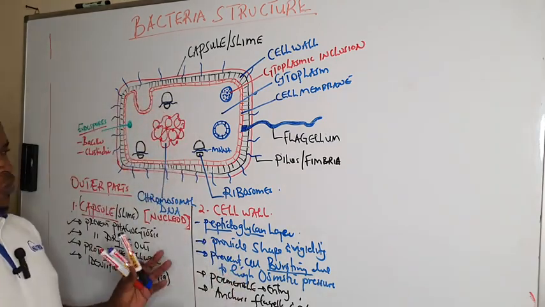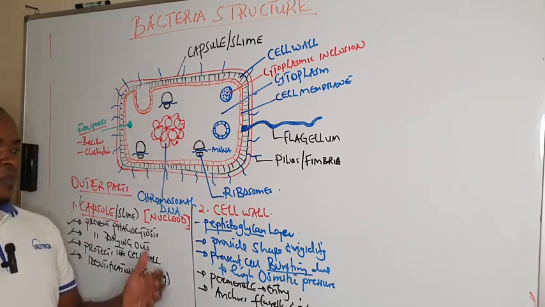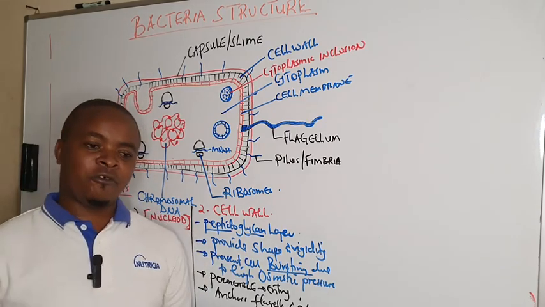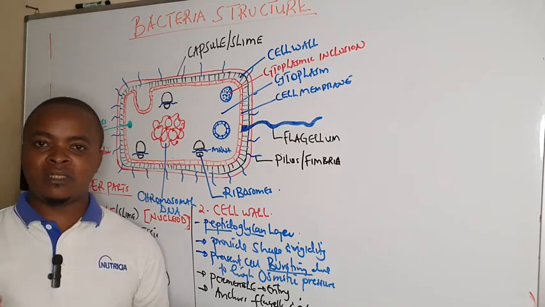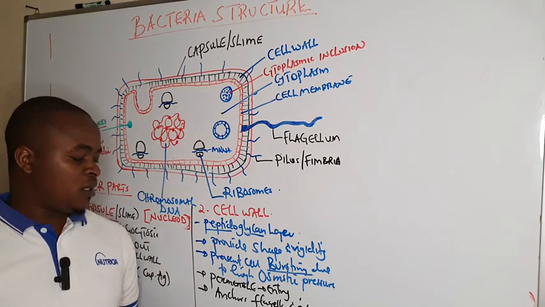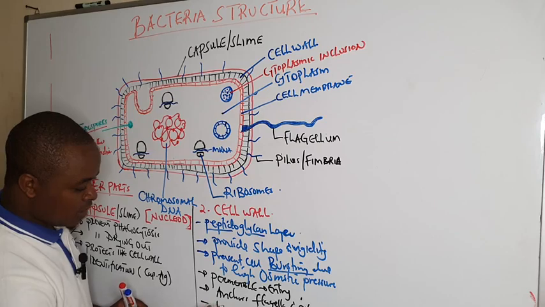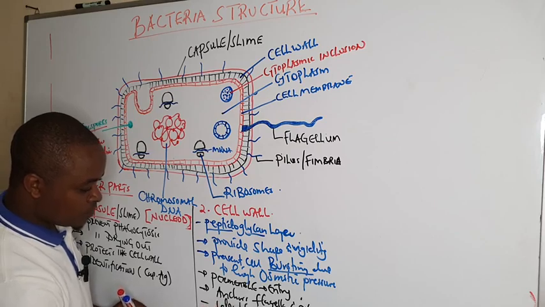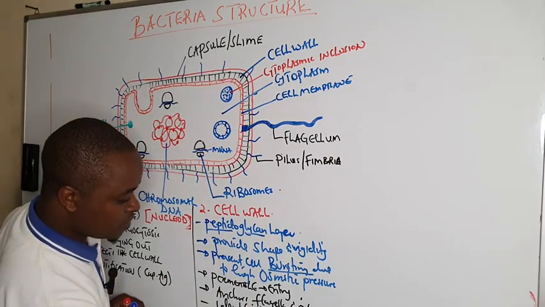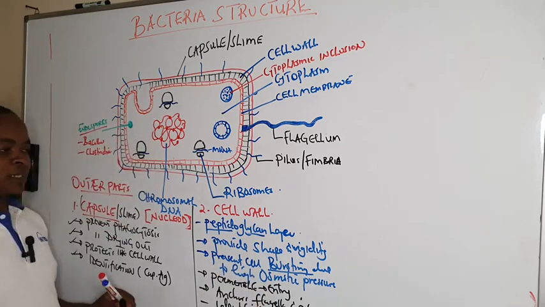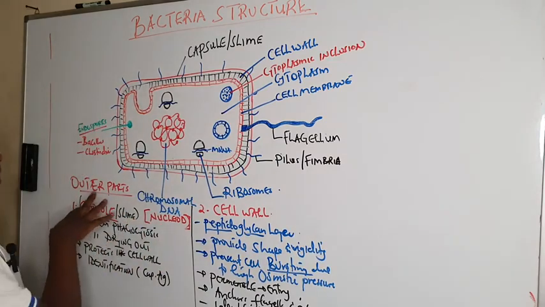And these cell walls also enable us to identify bacteria. For example, due to the gram-stain reaction, if we find a bacteria is purple, we know this is gram-positive. If we find another bacteria is red or pink, we know that this is gram-negative. So it can also enable bacterial identification and typing. So these are some of the functions of the cell wall we are talking about under the outer parts.